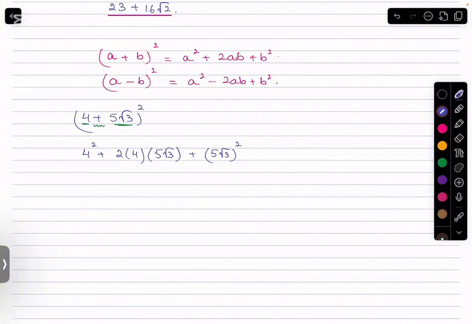Yes. Okay, so what about 4 squared? What is 4 squared? 16. 16 plus, give me the answer for the second term.